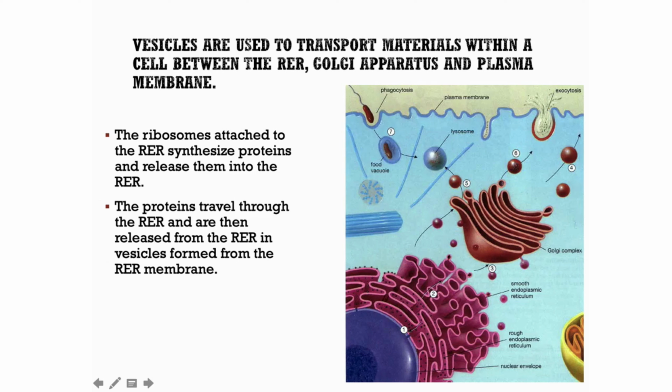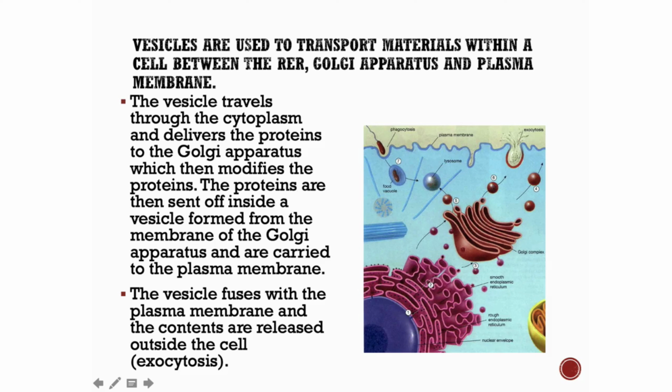Vesicles are used to transport materials within a cell between the RER, Golgi apparatus, and plasma membrane. The ribosomes attached to the RER synthesize proteins and release them into the RER. The proteins travel through the RER and are then released from the RER in vesicles formed from the RER membrane. The vesicle travels through the cytoplasm and delivers the proteins to the Golgi apparatus, which then modifies the proteins.